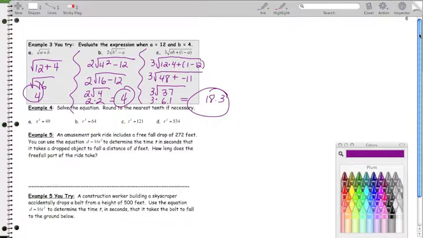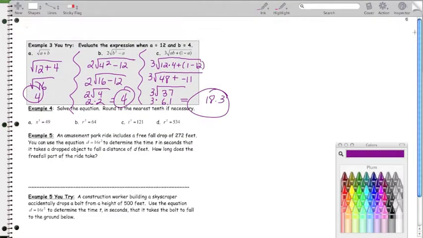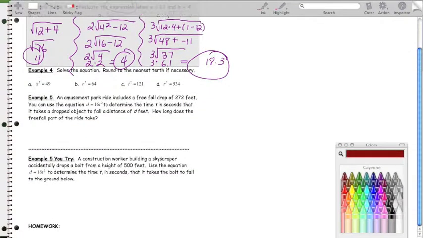Moving right along, example 4, we're almost to the end. Solve the equation, round to the nearest tenth. So what we've been doing in this first part were expressions. Expressions have no equal sign. Equations do have equal signs. So x squared equals 49. All year we've been solving equations. Our goal is to get x by itself, or whatever variable we have. So this is close to being by itself, but we have a little exponent 2 right here.